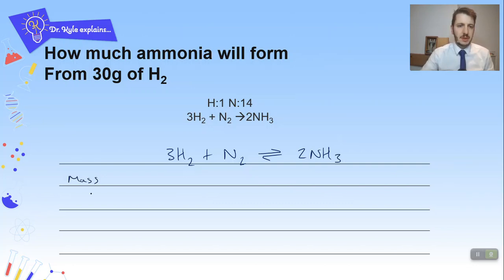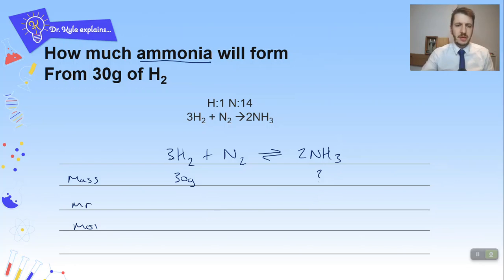mass, MR, and moles. Right, so what information have I got? I've got 30 grams of hydrogen, and I've got to work out my ammonia. Now, sometimes they don't actually tell you the formulas. So ammonia is this one, NH3. Now, you might not know that, but hopefully you do know that N2 is nitrogen, and so you would have been able to work that one out. So that's what we're trying to work out.